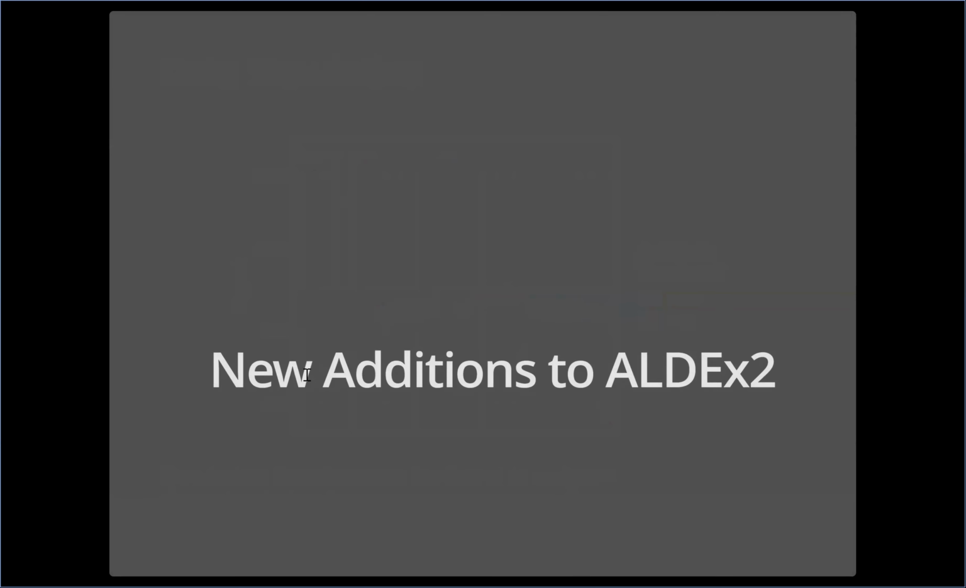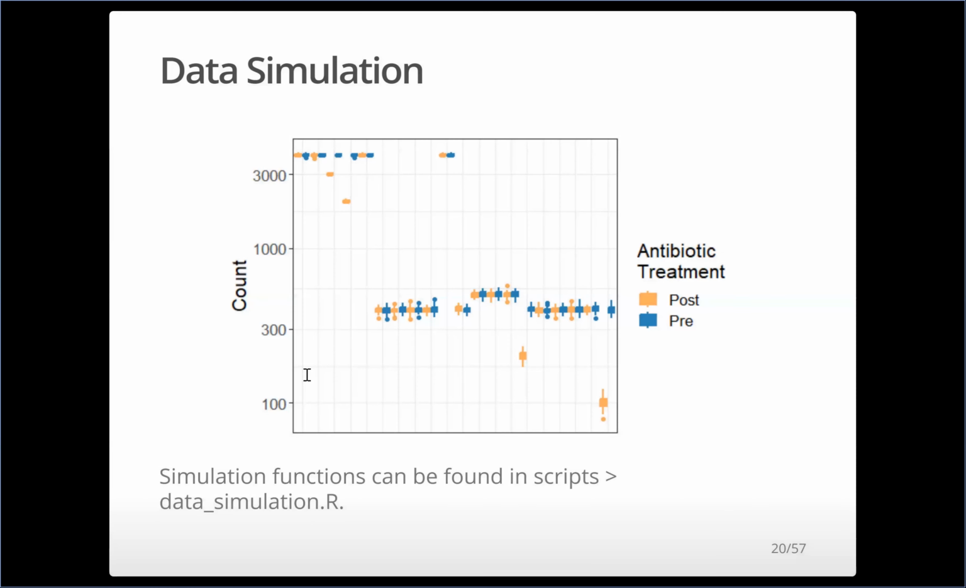For anybody who's used ALDEx2 before, the change that we made is actually really minimal. We only added one additional argument. I'm going to show how we've done this all through a simple simulation example. The first data script that's going to be needed for this is the one simulation R file. To show the capabilities for the rest of the section, I'm going to be using this antibiotic example still.